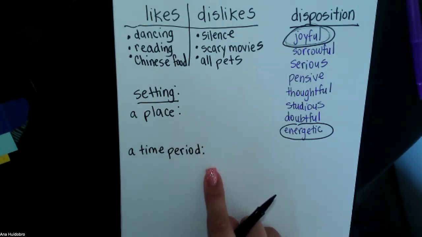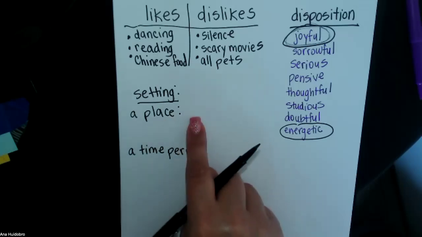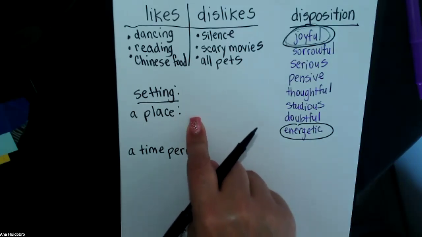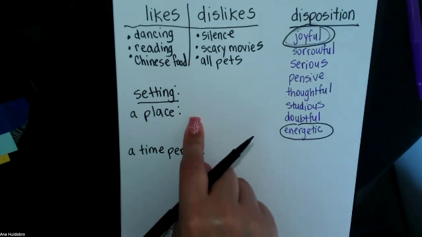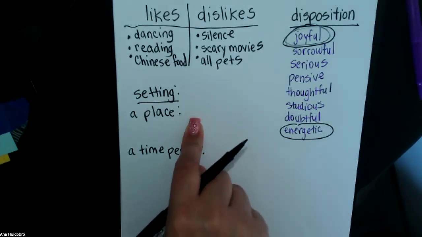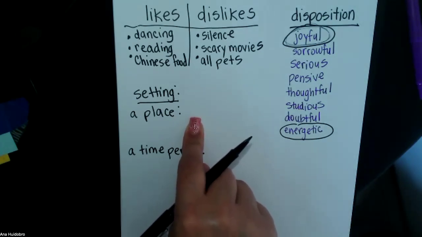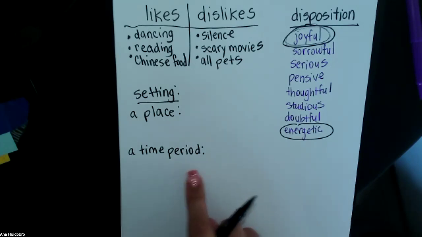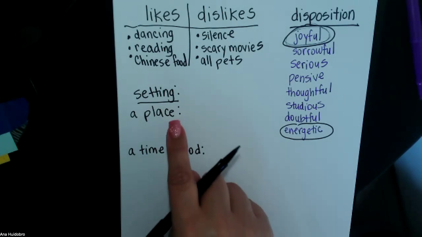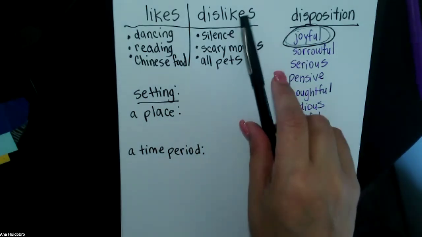So I want you to come up with a place. Where does your character live? It could even be a structure, like a farm, a palace, a house, an apartment building, a pod, anywhere, right? Where does your character live? And what's the time period? The Civil War, the 80s, the year 3000, right? So go ahead and come up with a setting, which is a place and a time period. Go ahead.